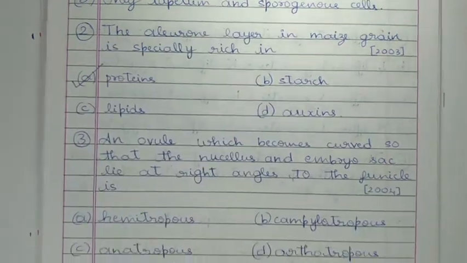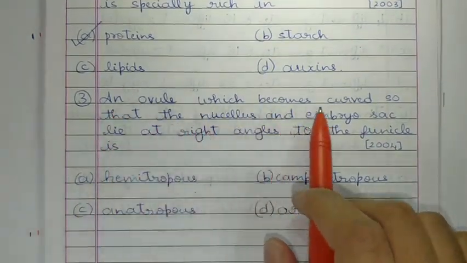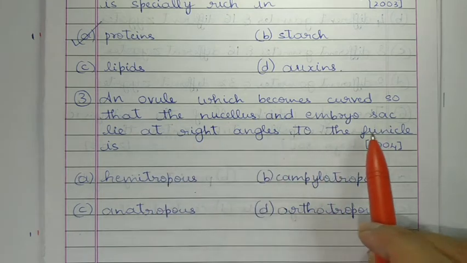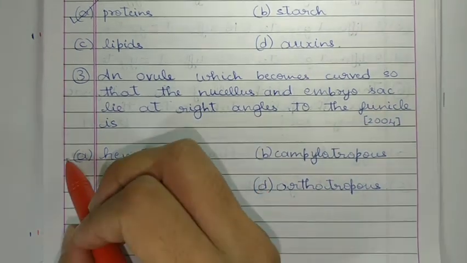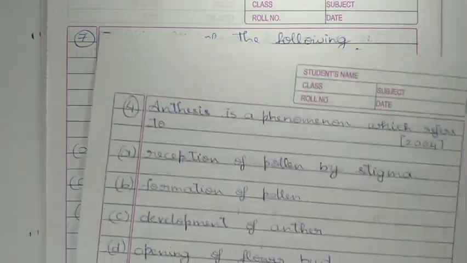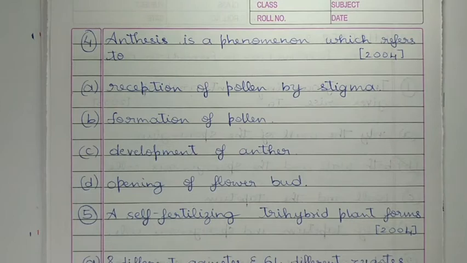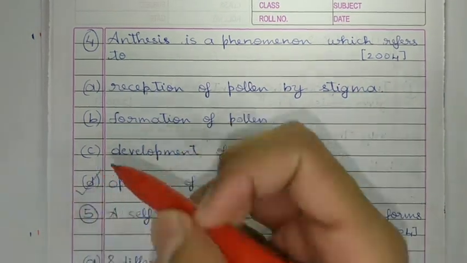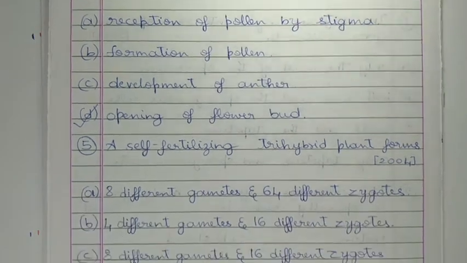A. Proteins. 3. In an ovule which becomes curved so that the nucellus and embryo sac lie at right angles to the funicle is option A, hemitropous. Question 4. Anthesis is a phenomenon which refers to option D, opening of flower bud. Question 5.